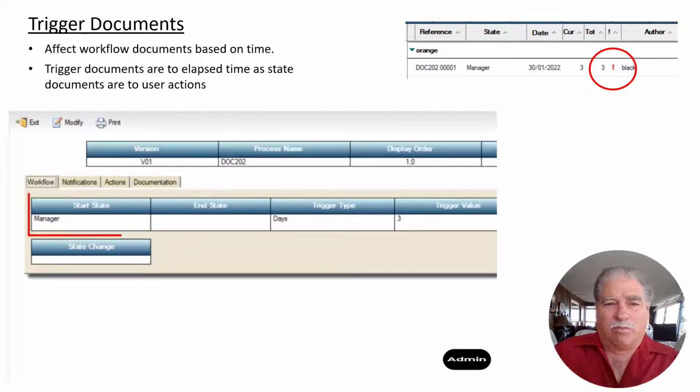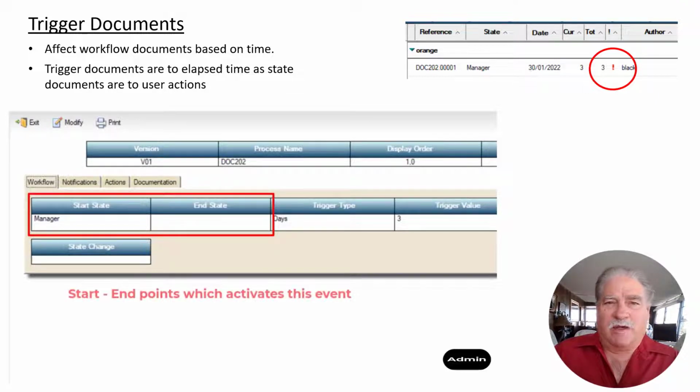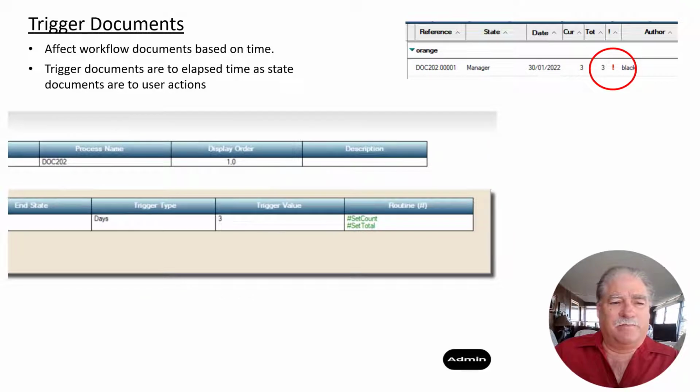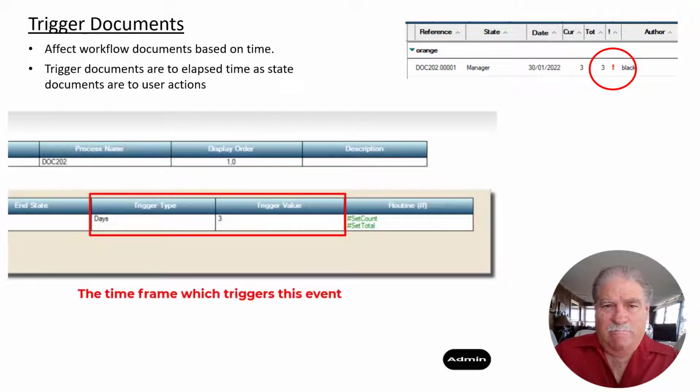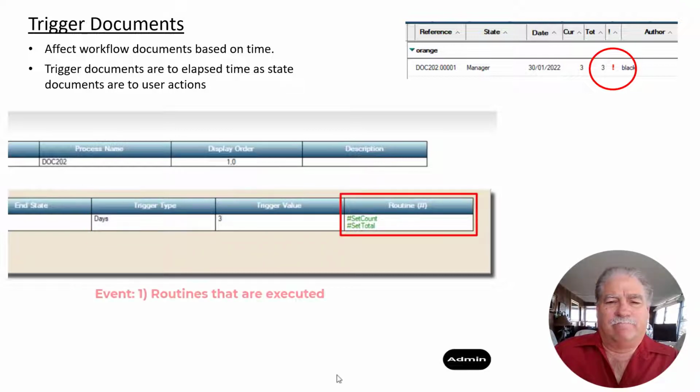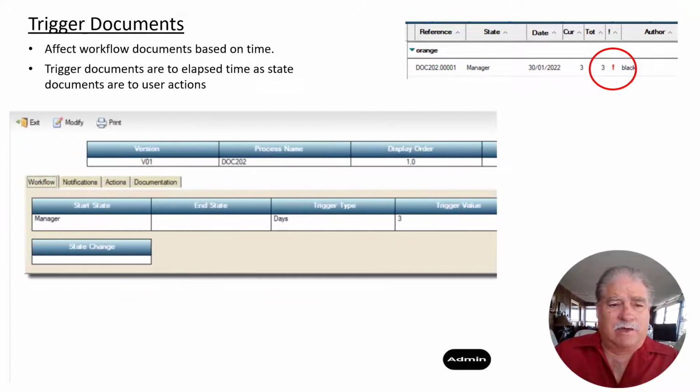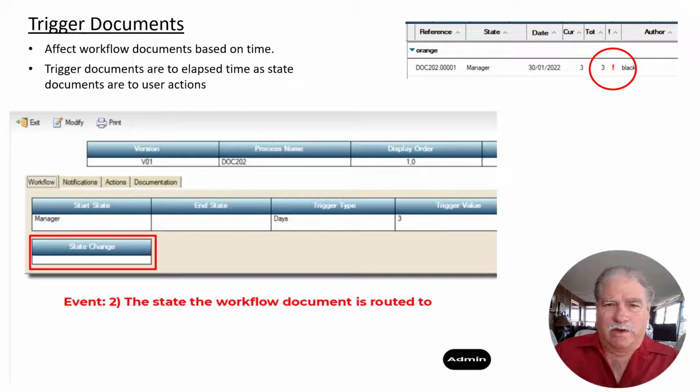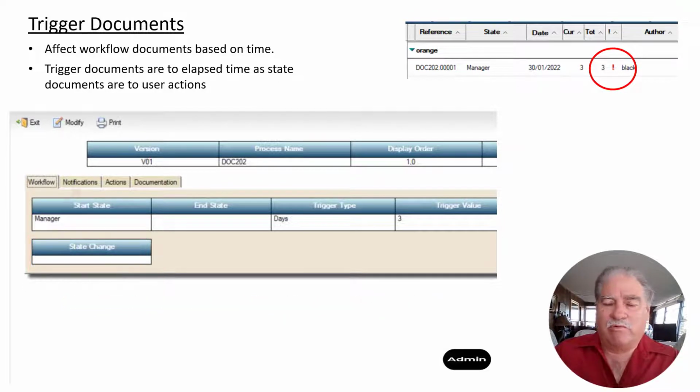This is the segment in the process, which is handled by this particular trigger document, the start and end points. This is the time period, which triggers the event. So an event, routines that are executed, several things can occur. Here, if a state is included here, a state name, the document will be routed to that state automatically.